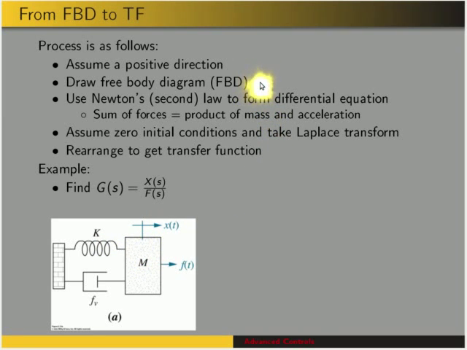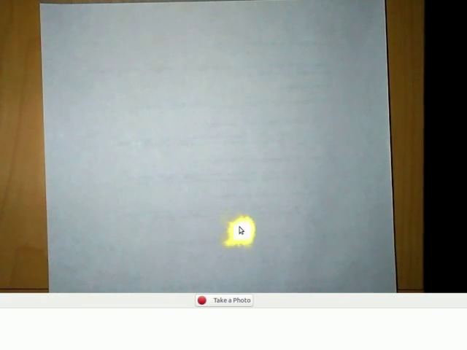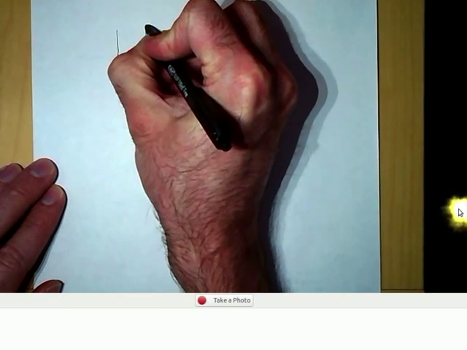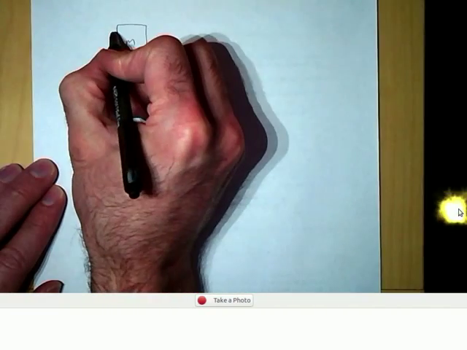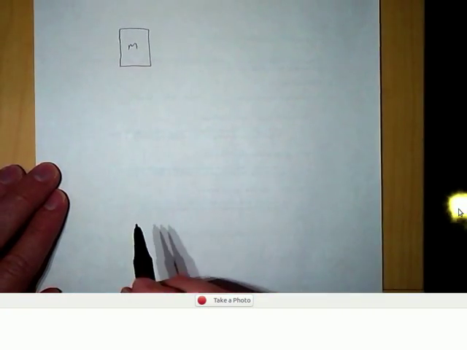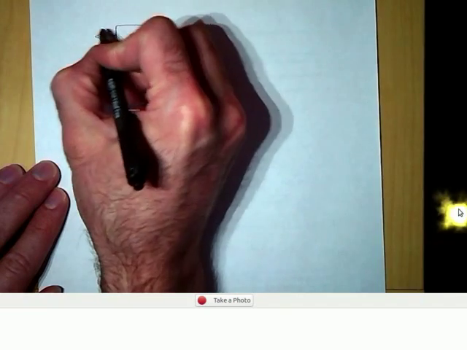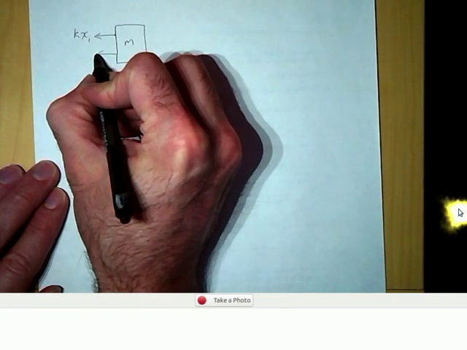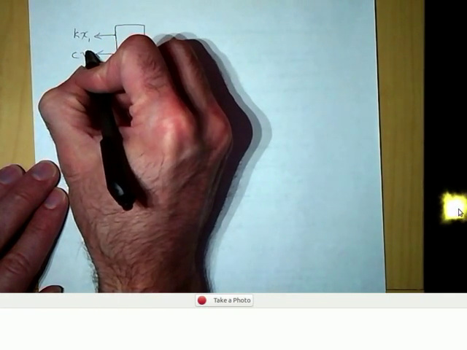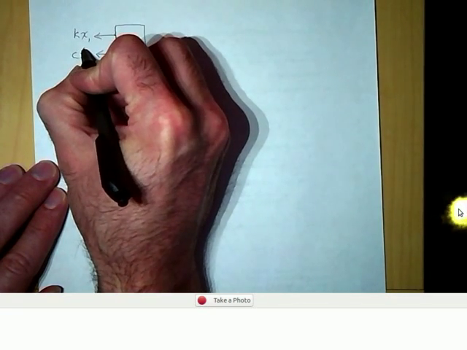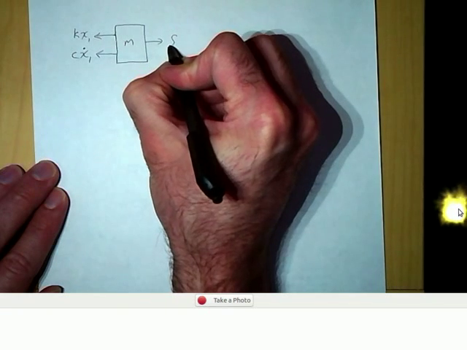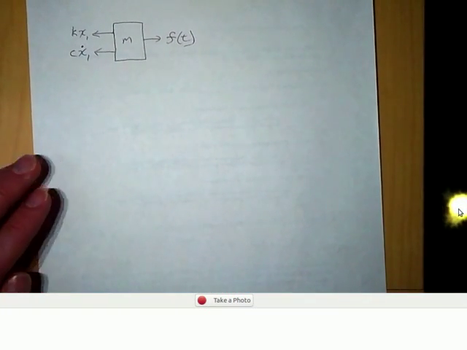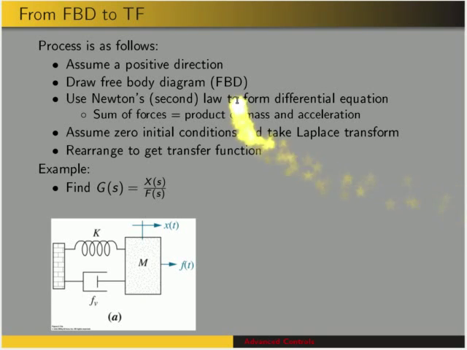Now we need to draw a free body diagram. So we'll draw this body and all the forces that are acting on it. There's our mass M, and we will assume a displacement in the positive direction. That means that the spring will be pulling on it, so that's K times X1, the amount of force from the spring, and then the damper would be pulling on it, and the amount of that force is the damper times the velocity. And then we have the applied force, F of t.